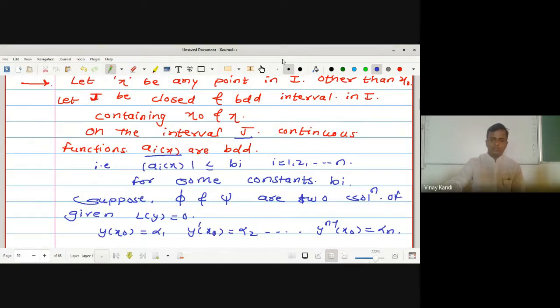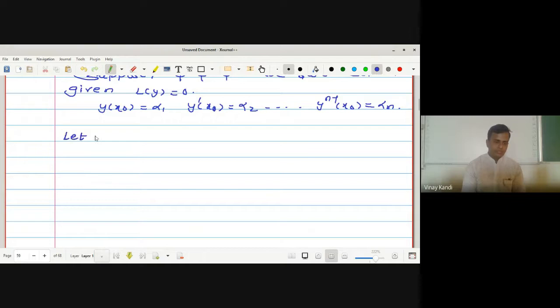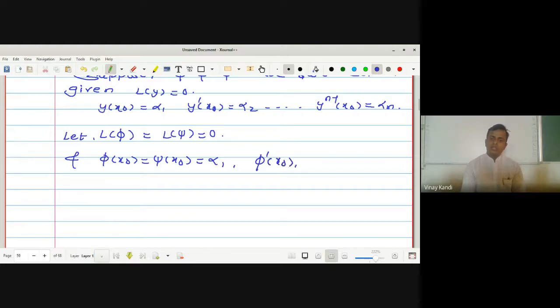L of phi is equal to L of psi is equal to 0, because phi and psi are two solutions of L of y, and phi of x naught is equal to psi of x naught is equal to alpha 1, phi dash of x naught is equal to psi dash of x naught is equal to alpha 2, up to phi raised to n minus 1 of x naught is equal to psi raised to n minus 1 of x naught is equal to alpha n. Why? Because phi and psi are two solutions, meaning they satisfy the given initial conditions. Any doubt? No, sir.